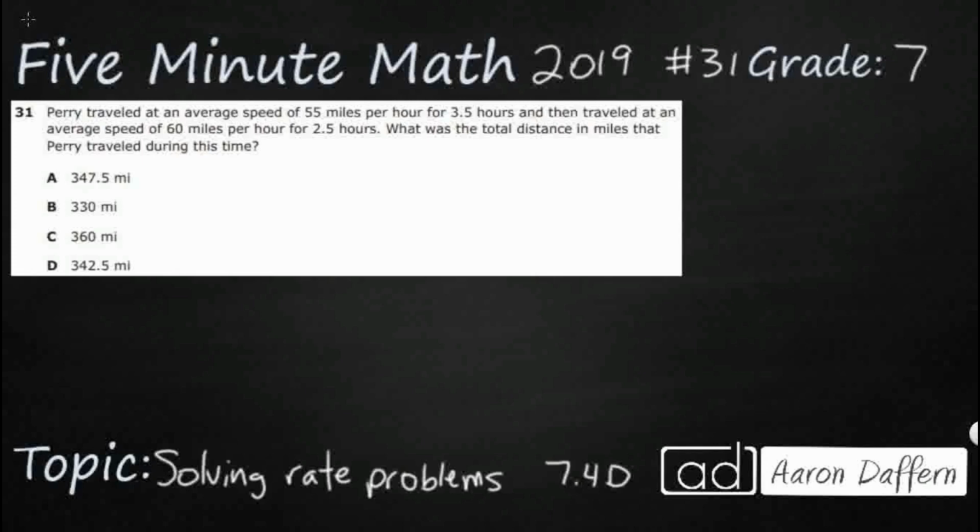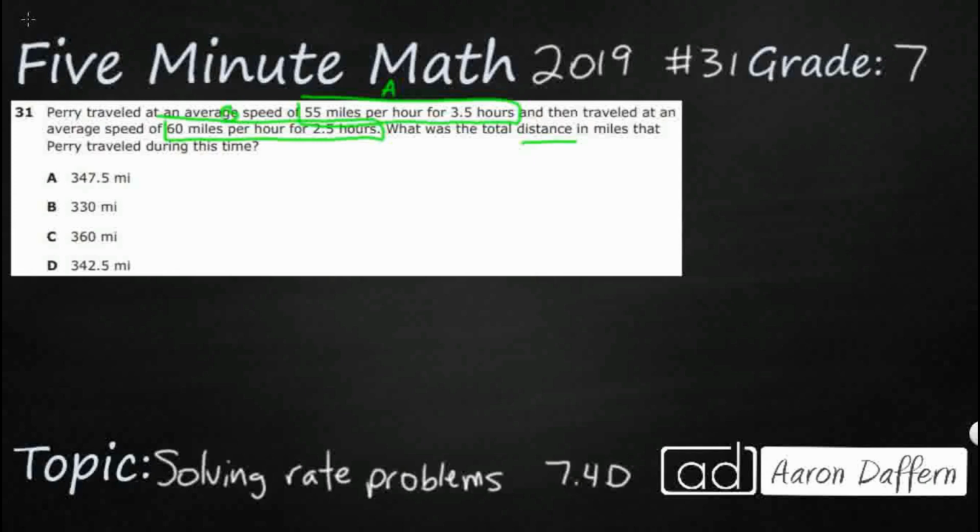So Perry is traveling, and we've got two different chunks here. He's got 55 miles an hour for 3.5 hours. And then we've got 60 miles an hour for 2.5 hours. So two different chunks here, and I'm going to call this chunk A and chunk B, just to reference it a little bit easier. So what is the total distance he traveled during this time?